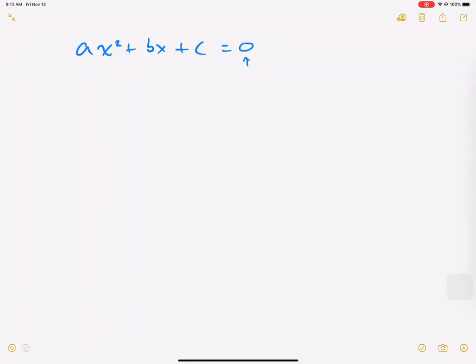So let's talk about what we have been able to do so far. If I give you a problem that says x squared plus, let's do 7x plus 10 equals 0, and I ask, let's go ahead and solve for x, we've actually had a couple ways of solving this problem.